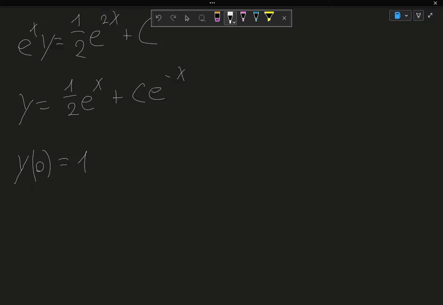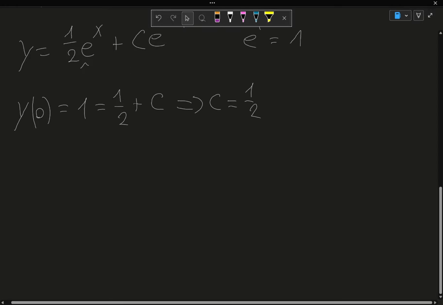If we plug everything in, we have e to the 0. Note that e to the 0 is just 1. So we get 1/2 plus c, because this right here is 1, so the entire expression is 1/2. This right here is 1, so we have c divided by 1, which is just c. So we want that 1 is equal to 1/2 plus c. This implies that c is equal to 1/2.